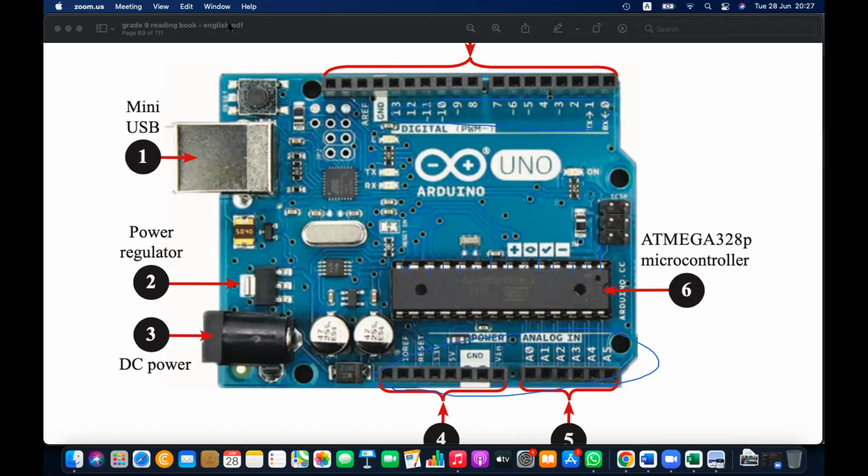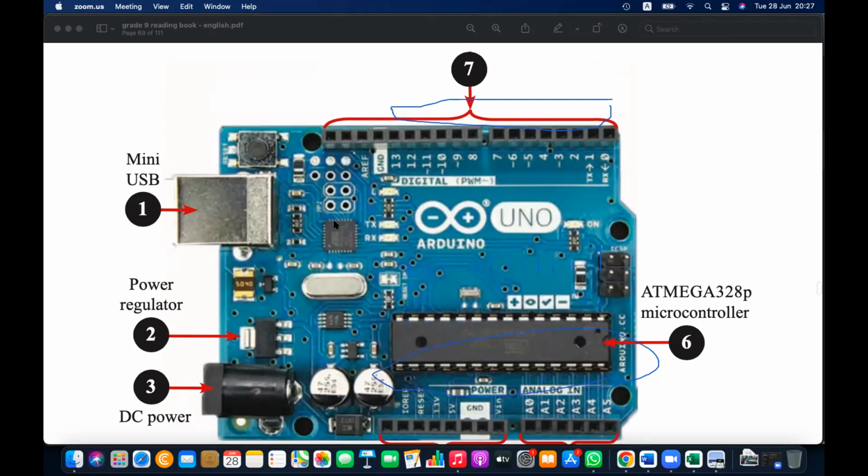Okay, then it has two kinds of pins, digital pins and analog pins. Digital pins take inputs and outputs in digital format. Digital has two levels, high level and low level. Digital can have multiple levels in general, but a basic digital circuit will have two levels, high and low.